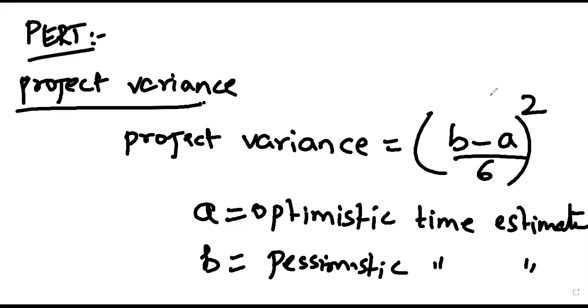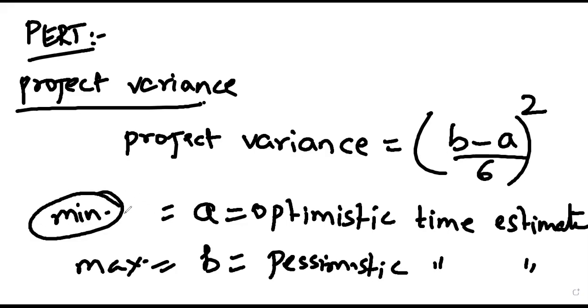All right. So variance means what? Maximum minus minimum is the range. Is it right? Everyone agrees to this. Project variance. So for each of the activities which we have listed in yesterday's class, for each of the activities, we try to determine the project variance.